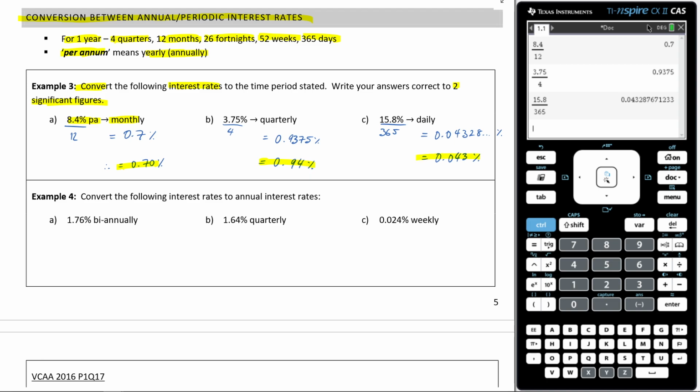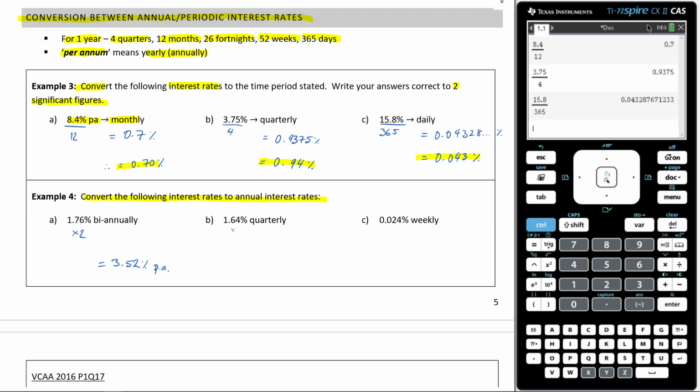Let's now go to example 4, which says convert the following interest rates to annual interest rate. So this one is saying, all right, you've got 1.7% biannually. So that's how much you're paying biannually, so half the year. So you want to times that by 2 in order to make it 3.52%. 3.52%. And now that's per annum. So we put PA there, which means per annum.